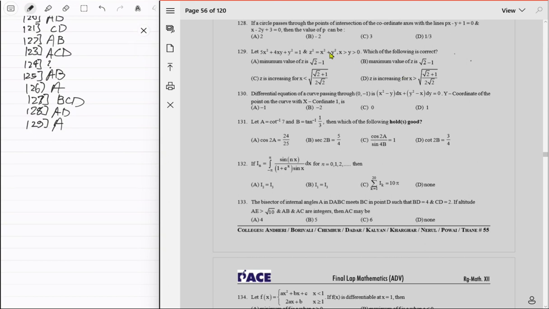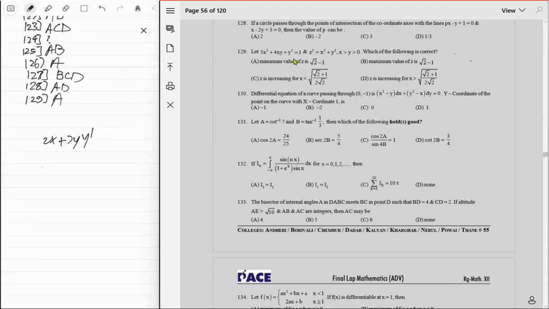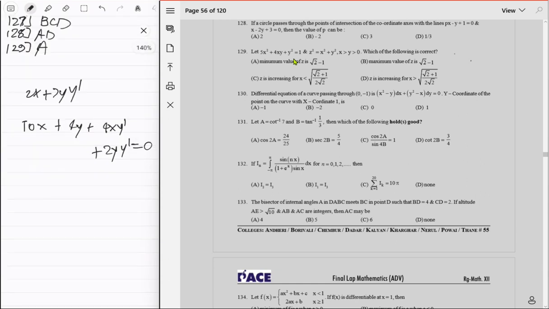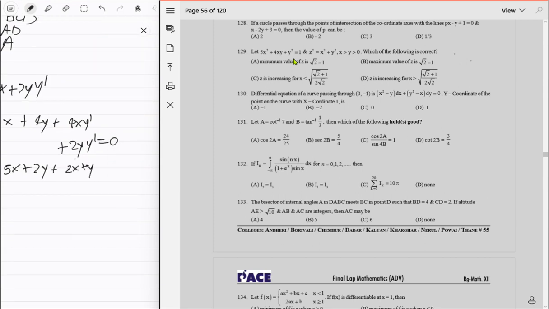It's like y is a function of x, and what you want is like dz upon dx, or like dz square upon dx, whatever. It's like 2x plus 2y y dash, and then y dash you just have to figure out something. वहाँ पे 2 हर जगह पे आने वाला है, right? Okay, जो भी है. It's like 10x x dash, plus 4y plus 4x y dash plus 2y y dash is equal to 0. So just 5x plus 2y plus 2x plus y times y dash equal to 0.